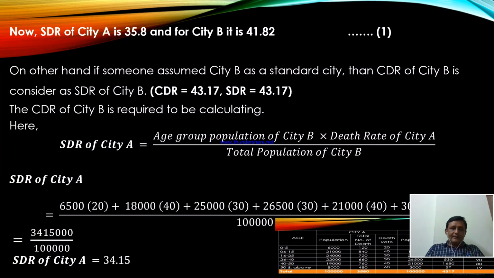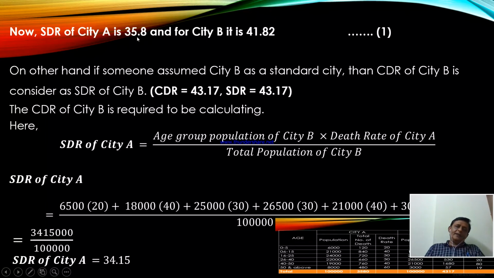According to this result, again we found 35.8 per thousand deaths. That means once again 36 people died at the rate of 1000, and in city B it comes around 42 people. 41.82, let us consider the whole number, and that round figure says that 42 people per 1000 people die in city B. So according to our consideration of SDR, standard city A is healthier than B, right?